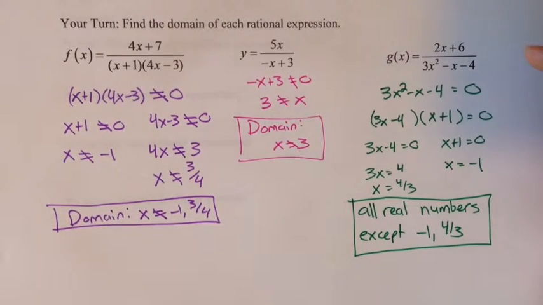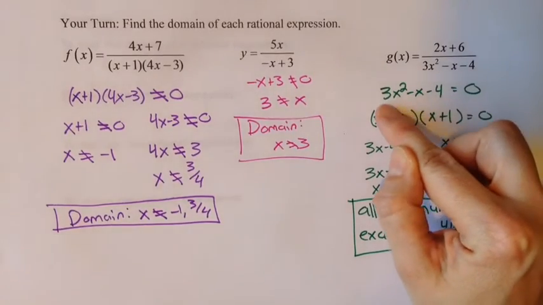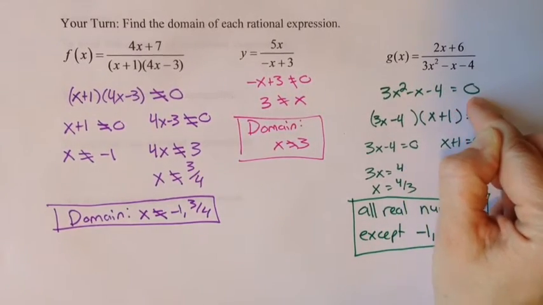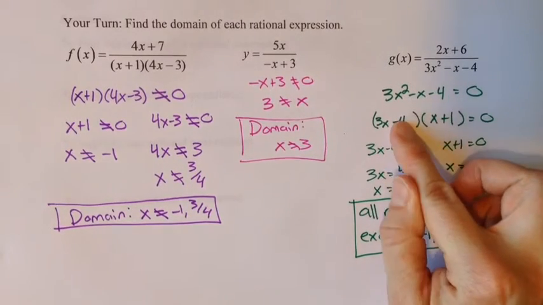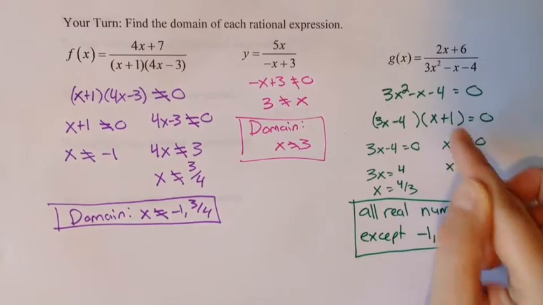On my last example, I had 2x plus 6 over 3x squared minus x minus 4. Now again, my goal is to find the values of x that would make the denominator 0. So I start by just writing down that sentiment. I take the denominator, 3x squared minus x minus 4, set it equal to 0. Now I have an equation to solve. In this case, I have to factor first. I factored this guy to get 3x minus 4 times x plus 1.